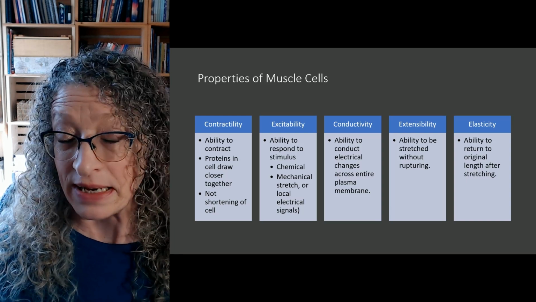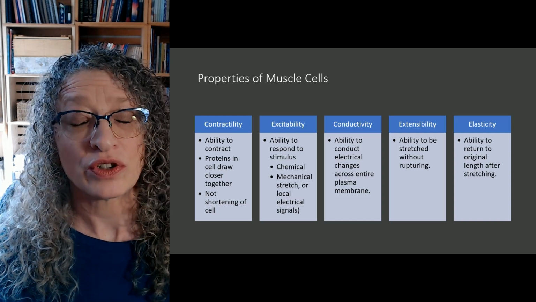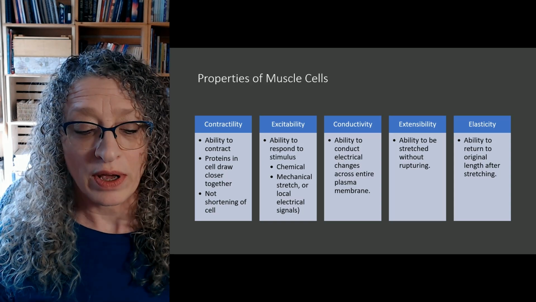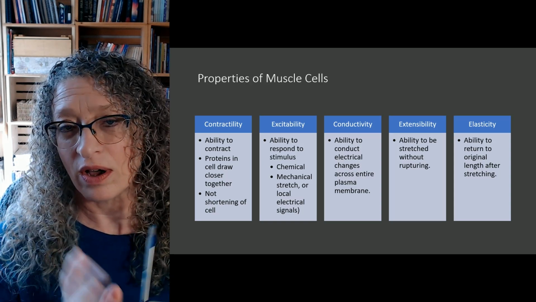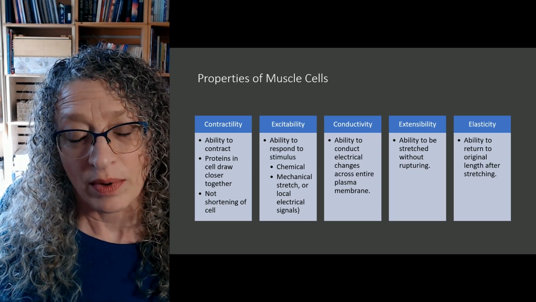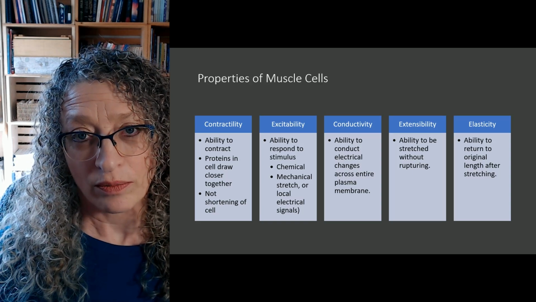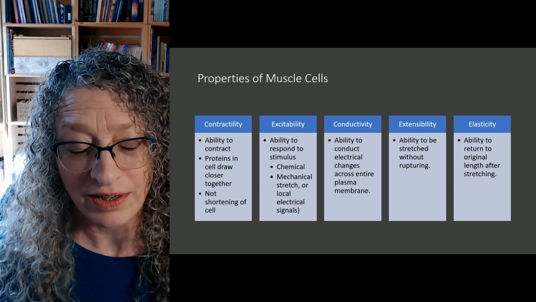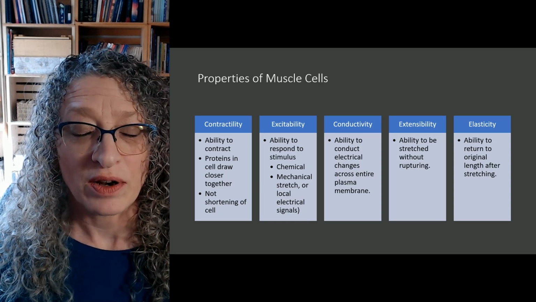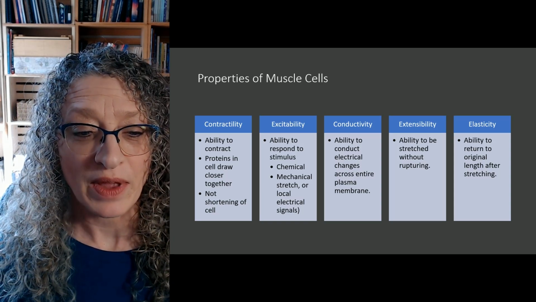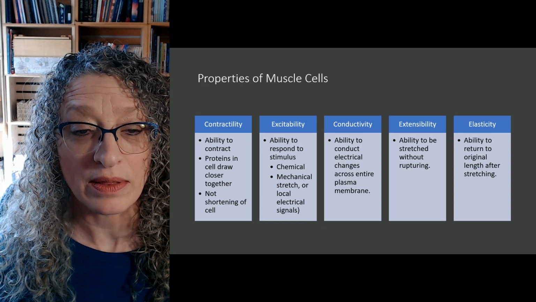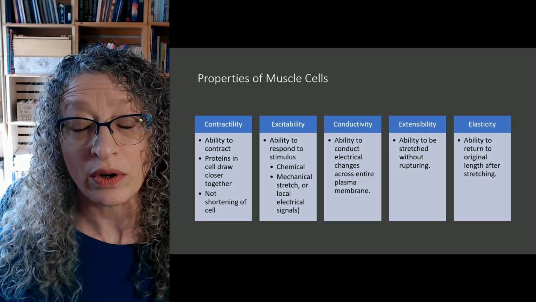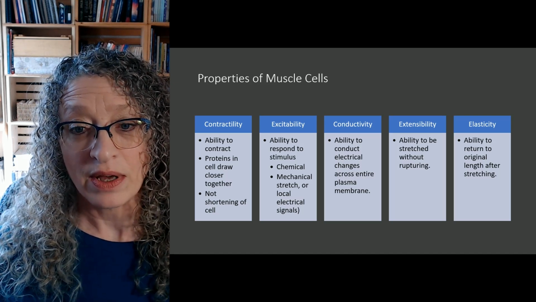Another property it has is excitability, which just means that it's able to respond to a stimulus. So I can hit my pen all day long and it's not going to respond. But if I were to flick my puppy dog on the nose, she would respond. She wouldn't like it. So excitability is the ability to respond, and that can be through chemical or sometimes mechanical ways.